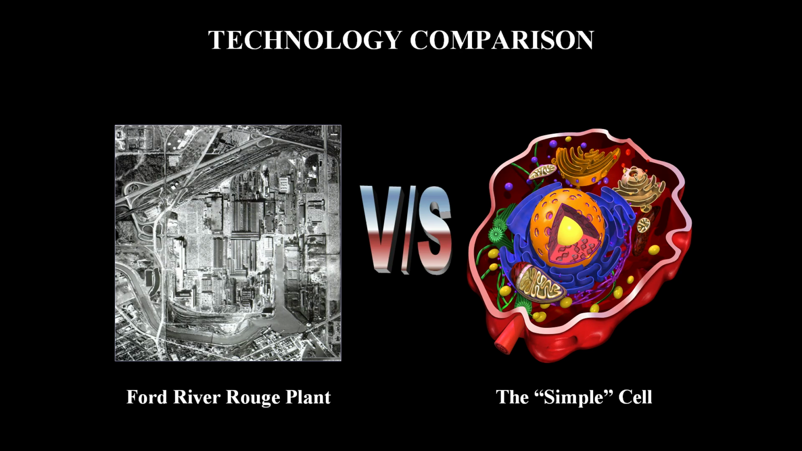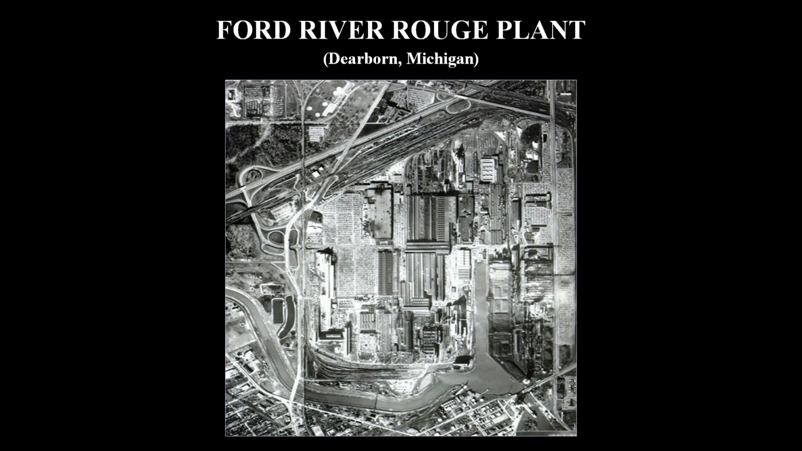All right, let's look at a technology comparison to a cell. What is it like? Is there anything that we have on Earth that we can compare it to, to get a visual aid on how intricate this thing is? So you've got the Ford River Rouge plant versus the simple cell. And this is the Ford River Rouge plant, Dearborn, Michigan. This is an aerial shot of it.